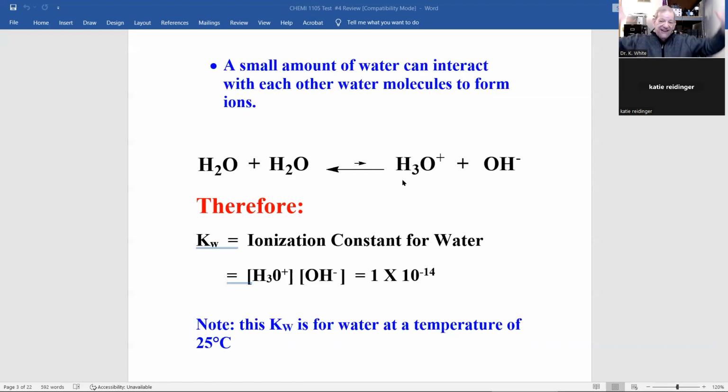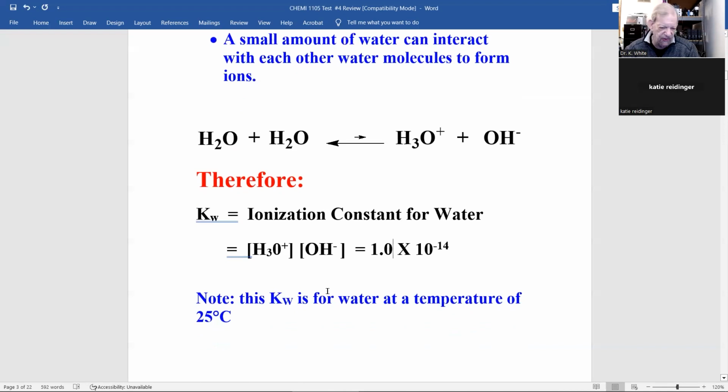But Kw is the hydronium ion concentration. When you see a formula in a bracket like this, that's molarity, moles per liter, the concentration, times the hydroxide concentration equals 1.0 times 10 to the minus 14. And this is for room temperature, 25 degrees C. Other temperatures change it, but we won't get into that in this class.